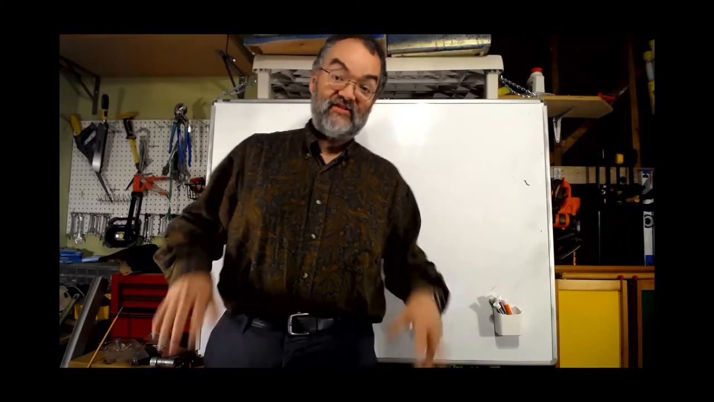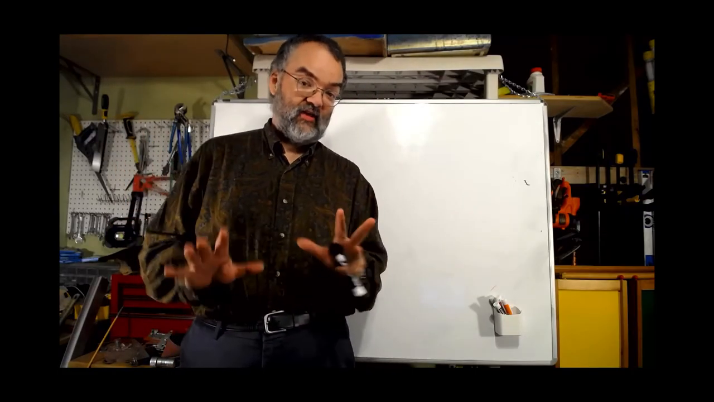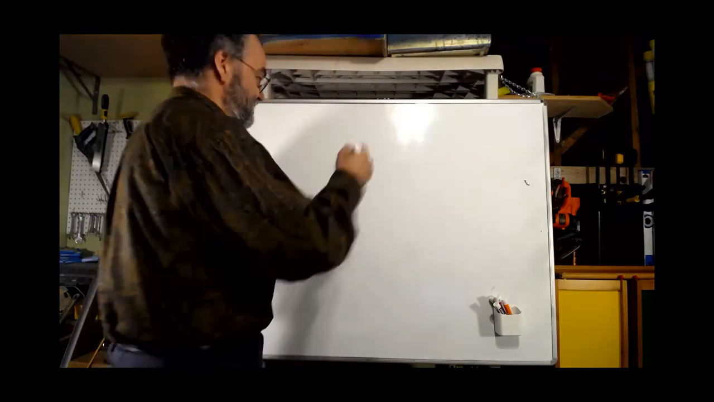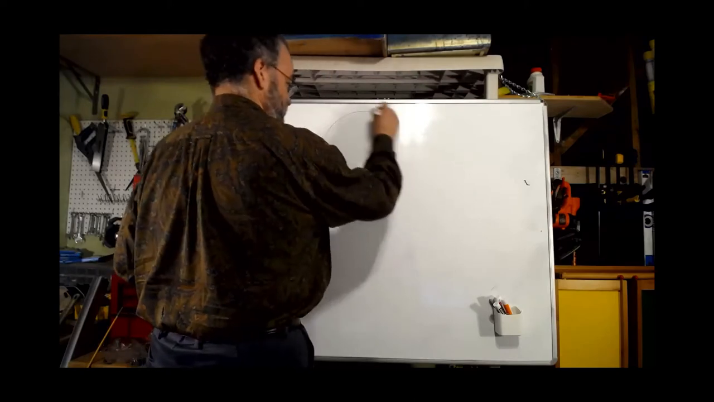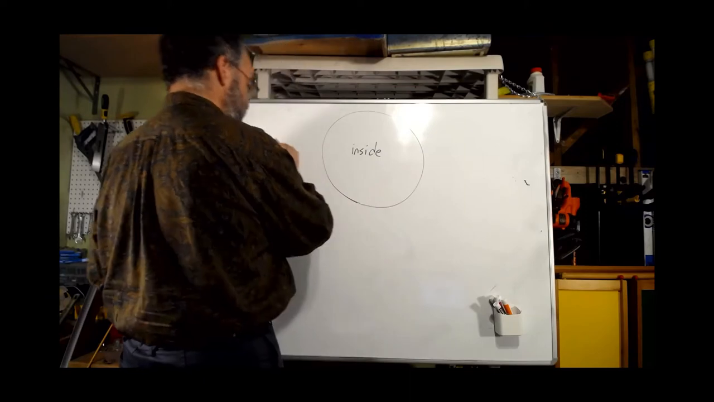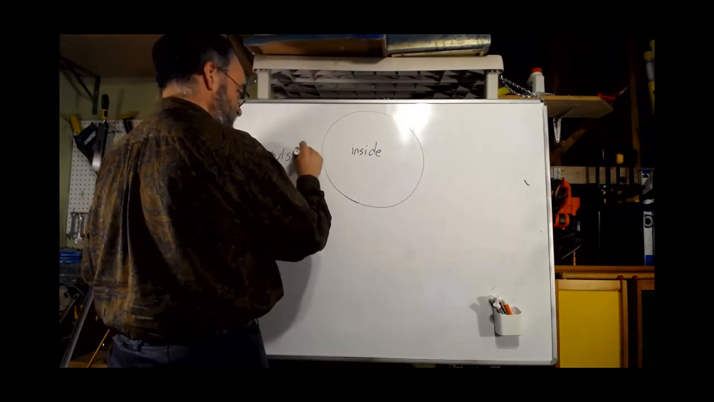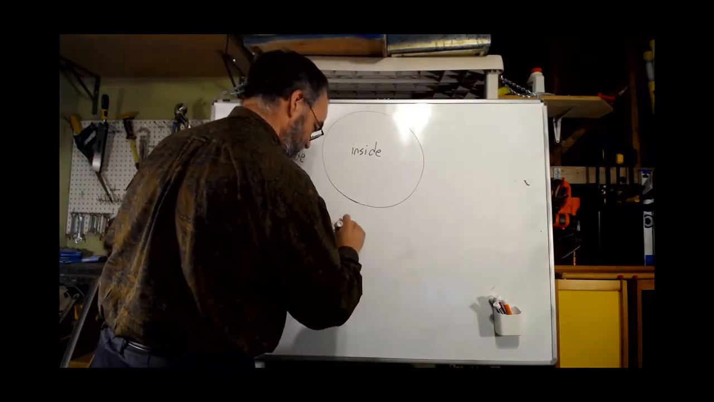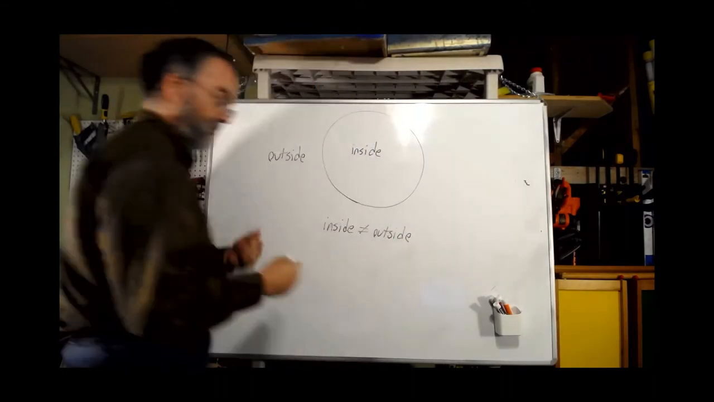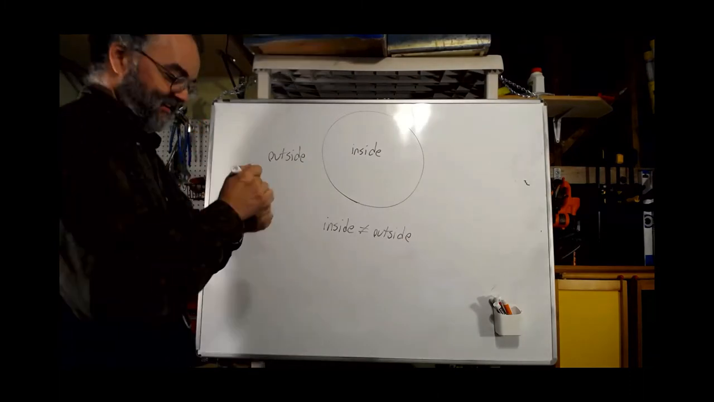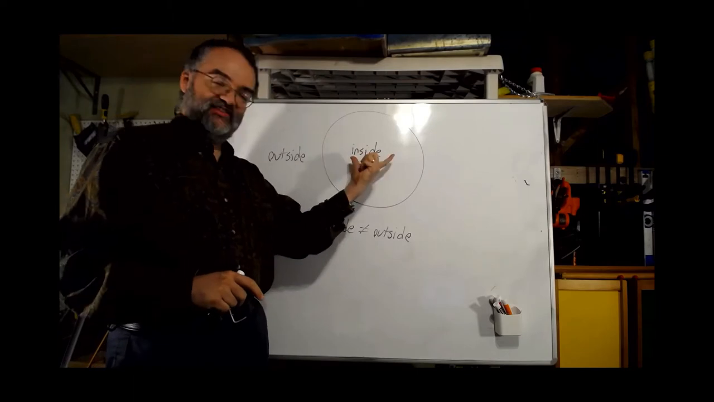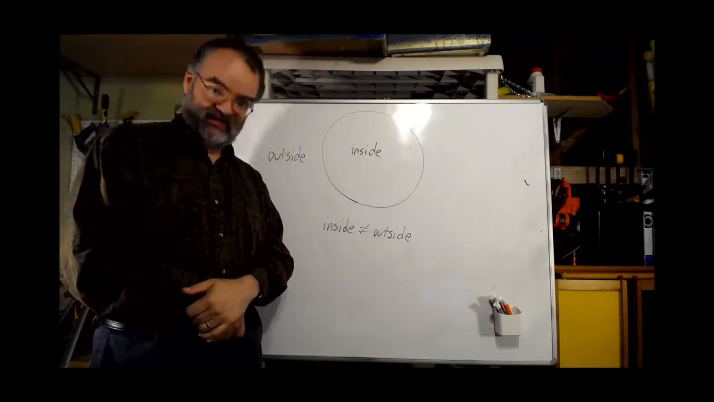All right, we're going to start this lecture with what I like to call Dr. Rad's dumbest definition of life of all time. That is this. Ta-da! Dr. Rad's definition of life is that the inside is not the same as the outside.